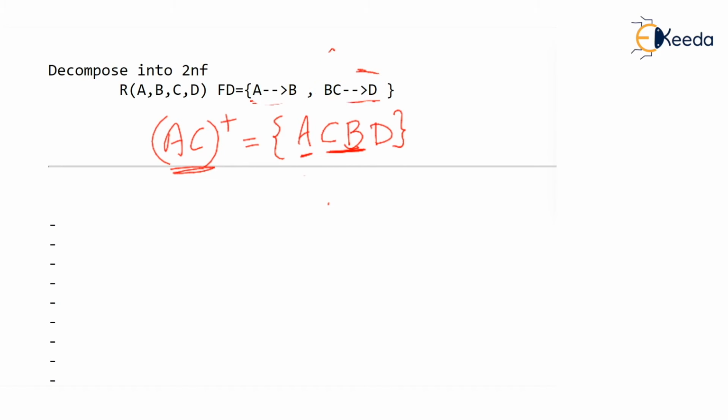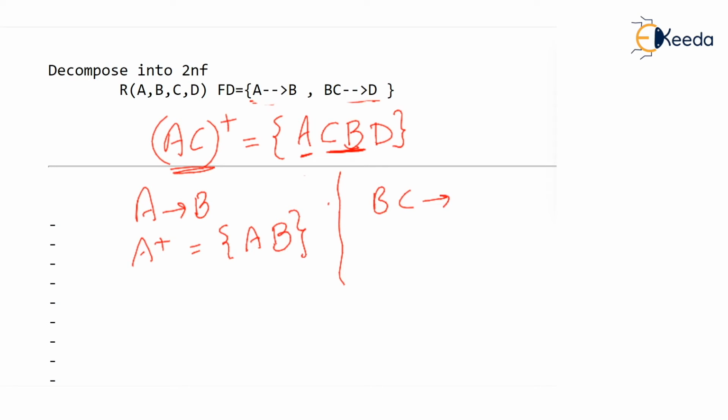So what do you do? Take A determines B, the first partial dependency, and find out A closure. A closure is going to contain A, and A will bring in B. That's it. Nothing more can be added to this. Take the second dependency, BC determines D. This is also partial. Then find BC plus. BC plus is going to take in B, C, and BC is going to bring in D.